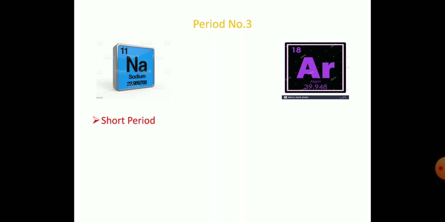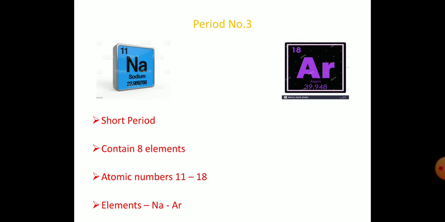It is also a short period. It also contains how many elements? 8 elements. It is a short period which contains 8 elements, and the atomic numbers are from 11 to 18. 11, 12 is magnesium, 13 is aluminium, 14 is silicon and so on. Silicon, phosphorus, sulfur, chlorine and finally argon. So it is a short period containing 8 elements, with atomic numbers from 11 to 18, and the elements are sodium, magnesium, aluminium, silicon, phosphorus, sulfur, chlorine and argon.